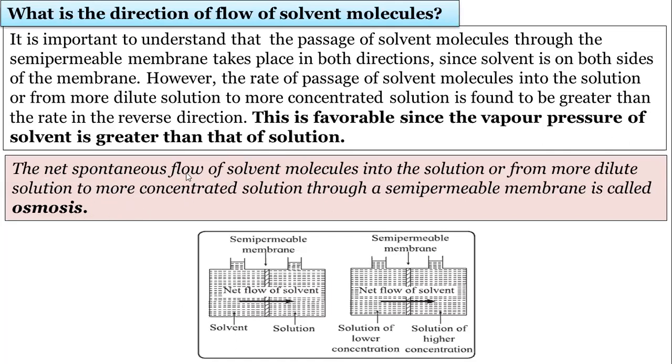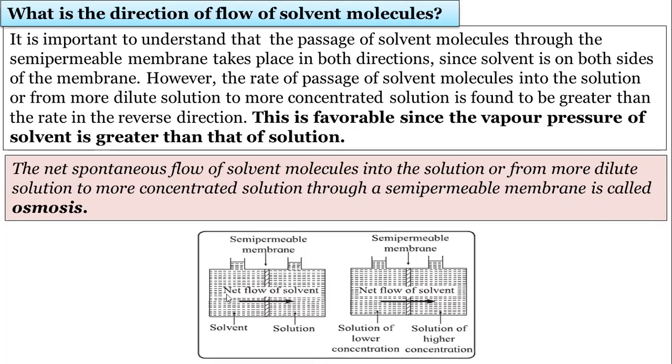So the net spontaneous flow of solvent molecules into the solution, or from dilute solution to the more concentrated solution through the semi-permeable membrane, is called osmosis. See this diagram, I will explain. There is a semi-permeable membrane. This is one compartment and this is another compartment. In one compartment, pure solvent is taken. These two compartments are fitted with a semi-permeable membrane, which is made up of cellophane or pig's bladder.